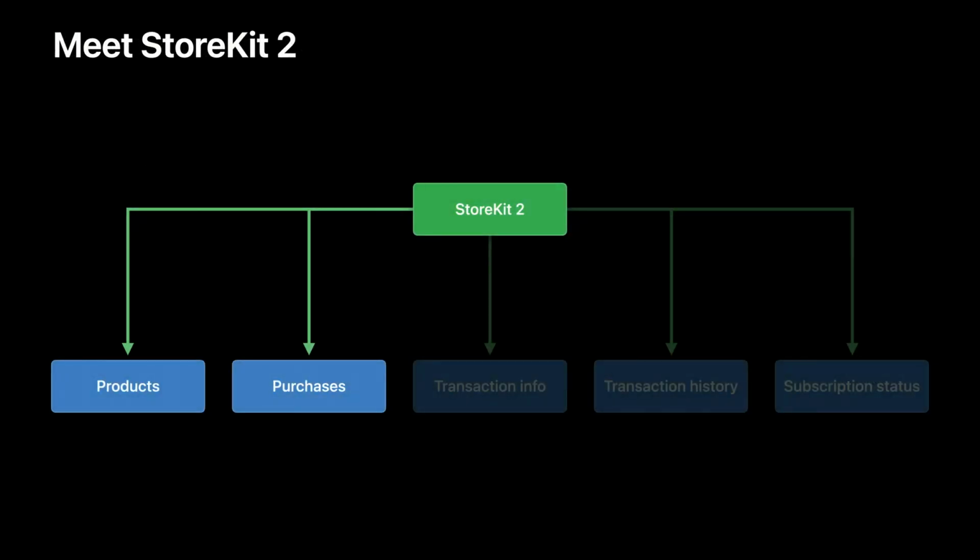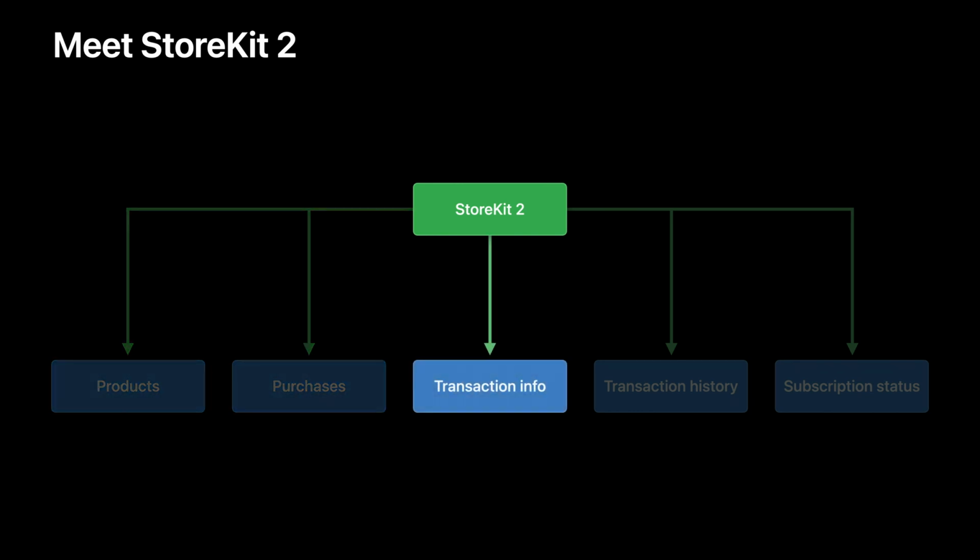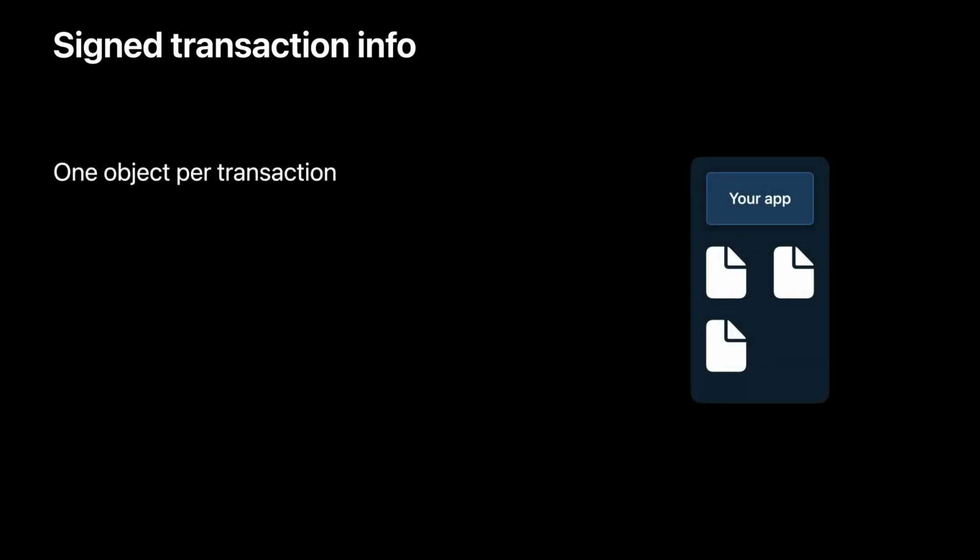So we've talked about getting products from the App Store and initiating a purchase. Now what happens when that purchase completes? As you might expect, StoreKit is going to return a successful transaction to you, along with cryptographically signed information. Sounds familiar, right? Well, StoreKit 2 is bringing the biggest update to in-app purchase transactions ever. To start, StoreKit 2 will be providing an individually signed object for every transaction.